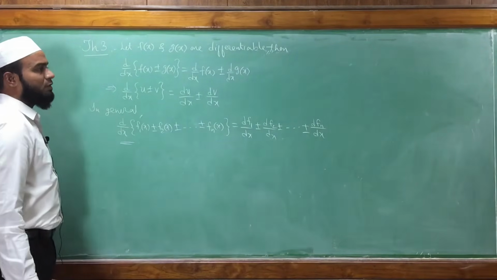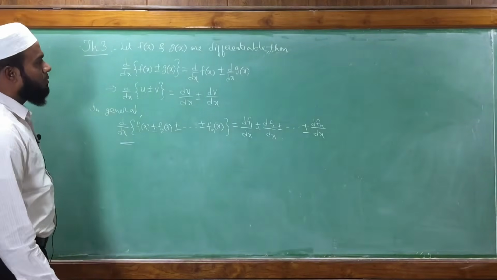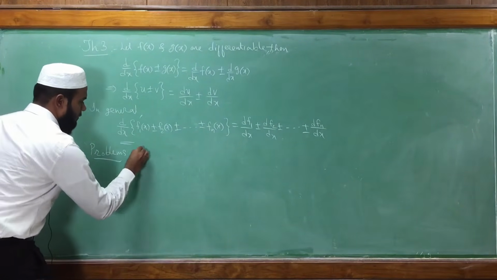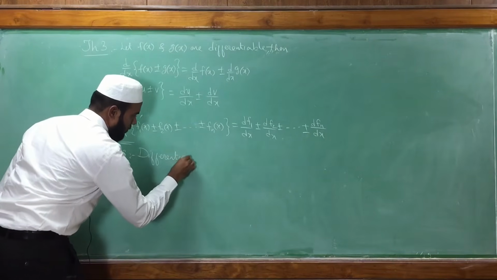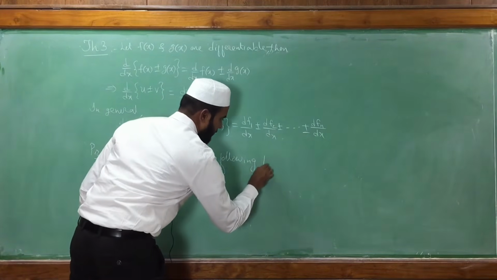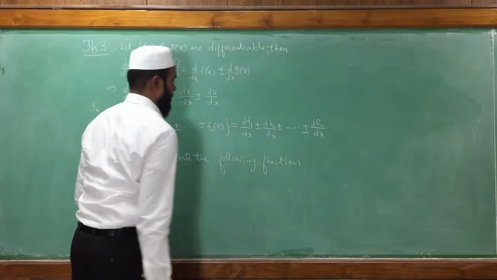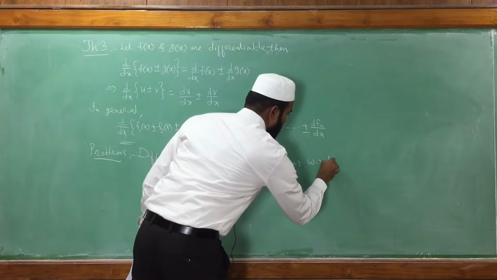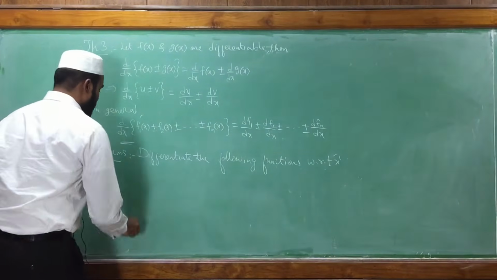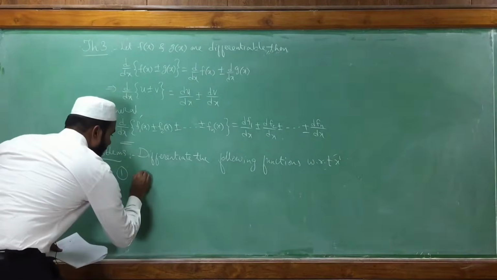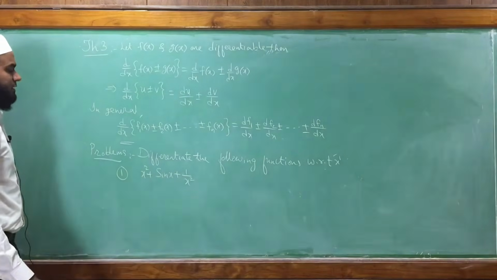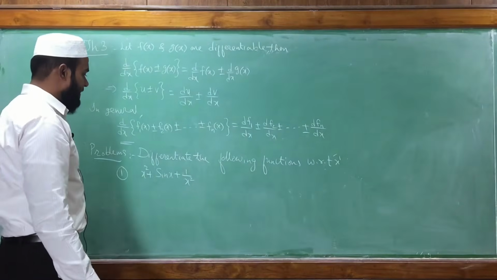Now we will see a few problems related to this rule. Differentiate the following functions with respect to x. With respect to which variable do we have to find? We have to find the differentiation with respect to x, means d by dx, right? So out of that, the first problem is x square plus sin x plus 1 by x square. This is the first problem. We have to find the derivative of x square plus sin x plus 1 by x square.